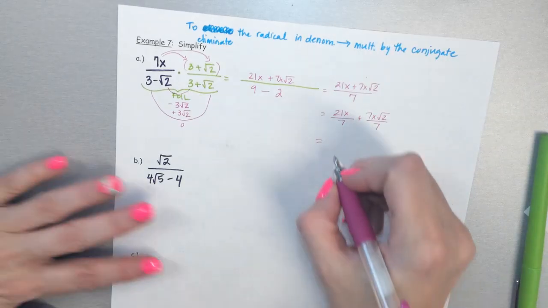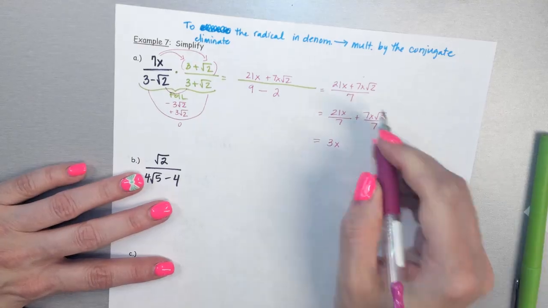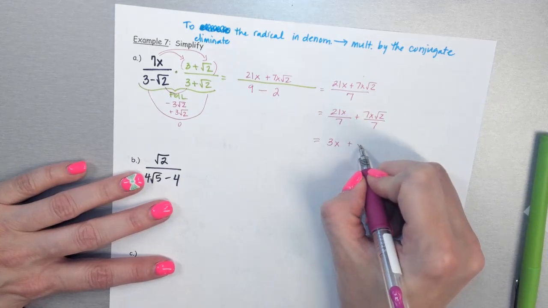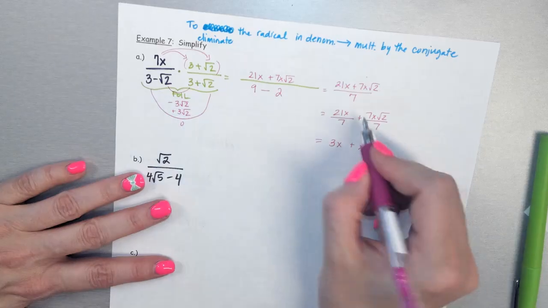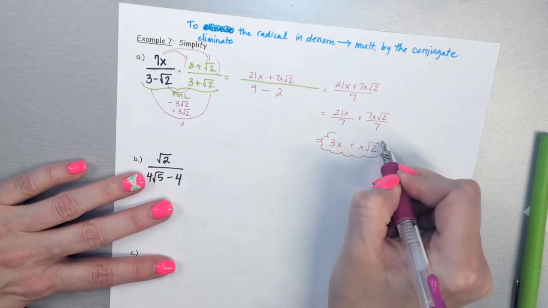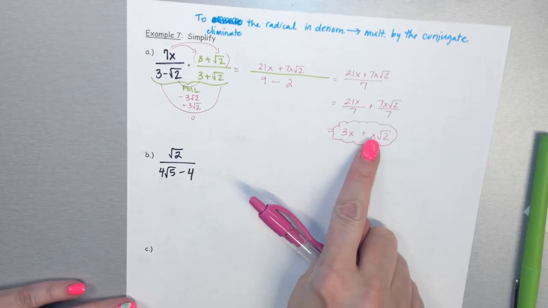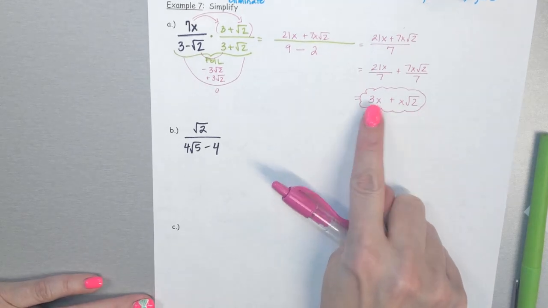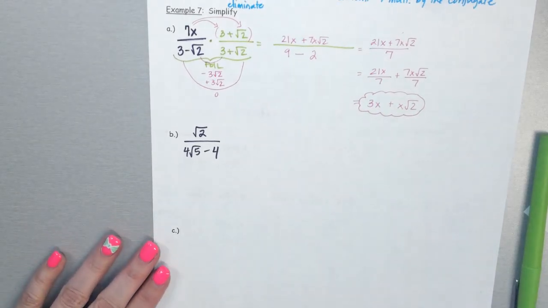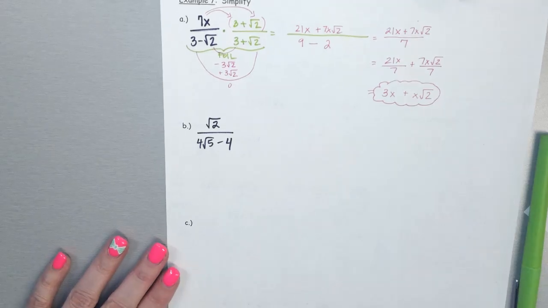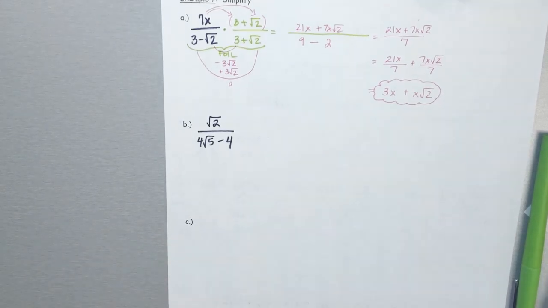So 21 divided by 7 is 3, so this is 3x. Here the 7's will cancel, so it's just x root 2. Okay, and this is your final answer. That's how you're going to leave it. You can't combine those because they're not like terms. This one has a root, this one does not. All right, I want you to give the next one a try. So at the very least, you can write out what you're multiplying by.